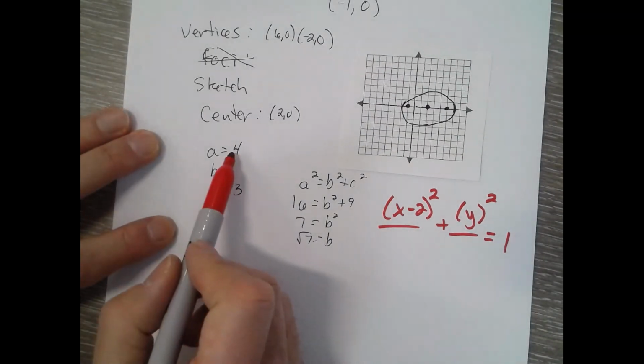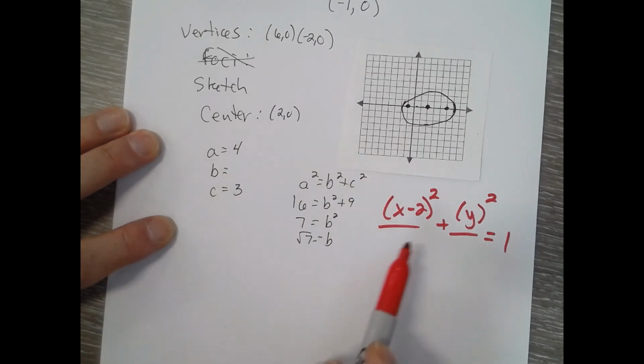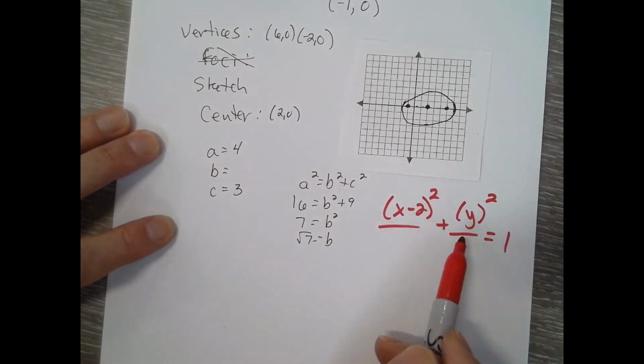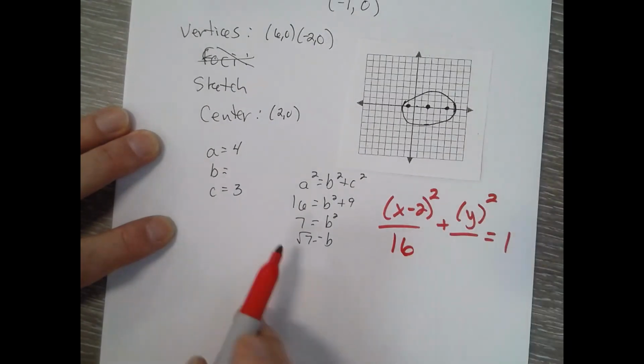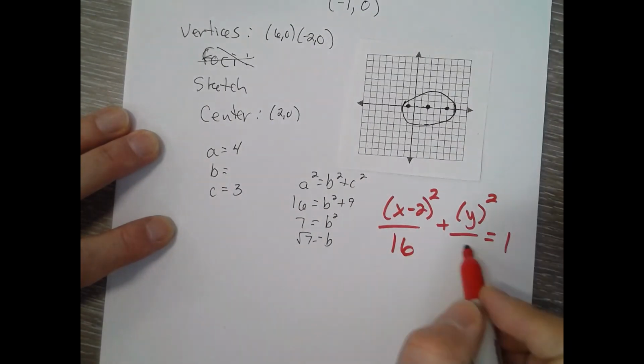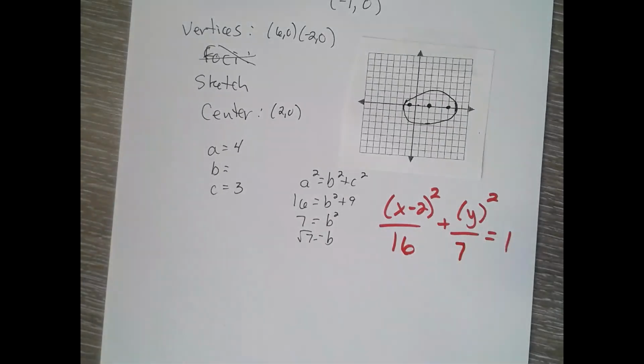So a squared is 16. Do I put that below the x being squared or the y? X, because it's horizontal. So that's 16, and b squared is 7. How many got that for an equation?